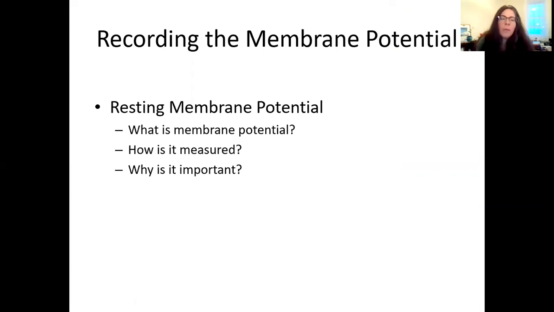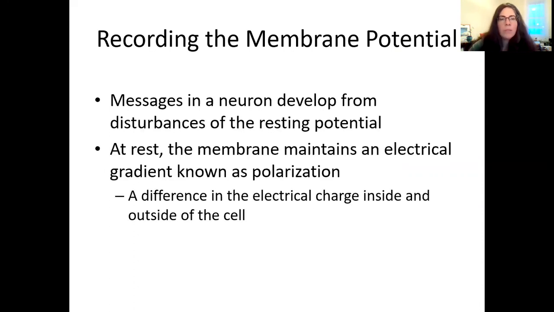So we're going to start by discussing the membrane potential, what it is, how it's measured, and why that's important. So messages in a neuron develop from disturbances in the resting potential.